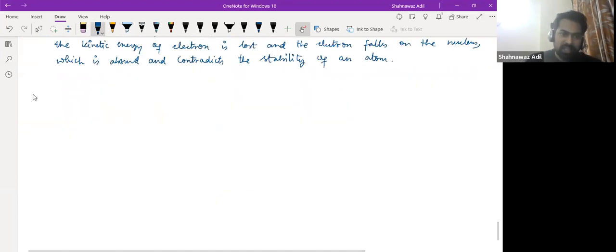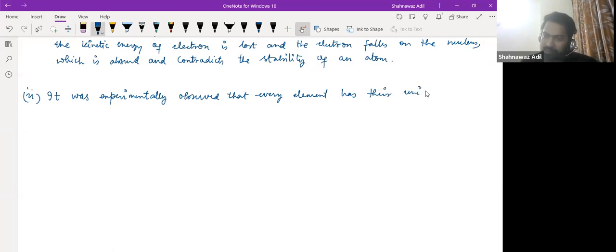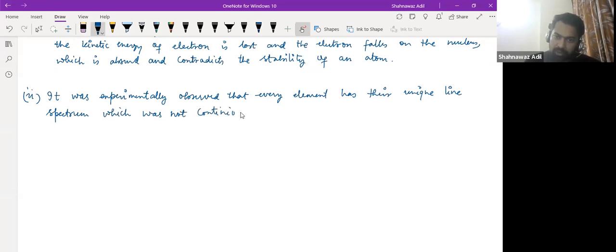The second drawback is that it was experimentally observed that every element has its unique line spectrum, which was not continuous. This cannot be explained by Rutherford.